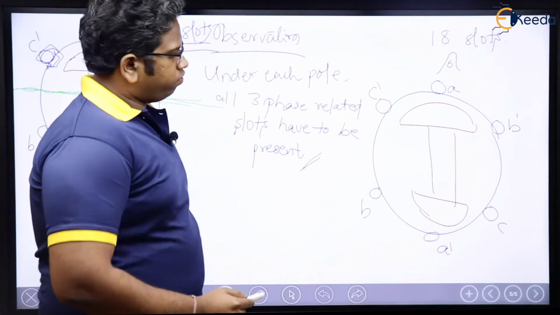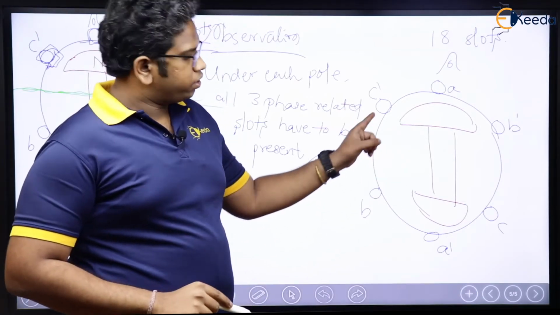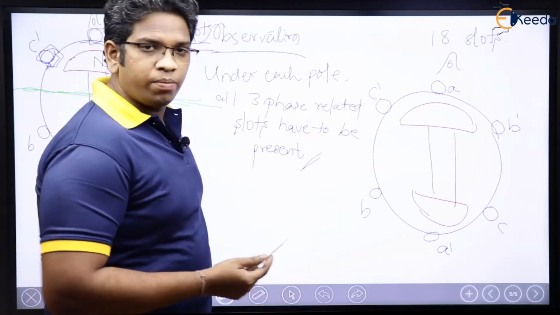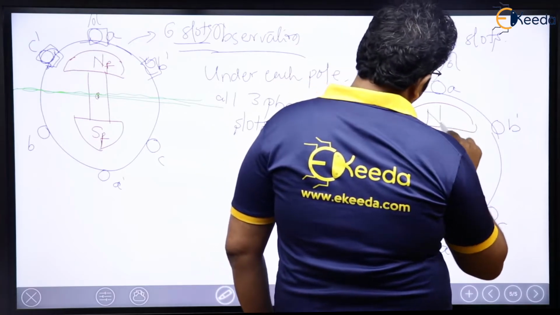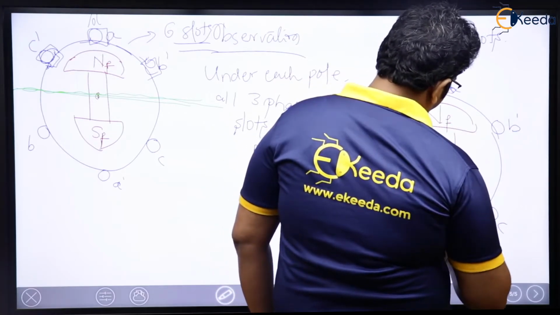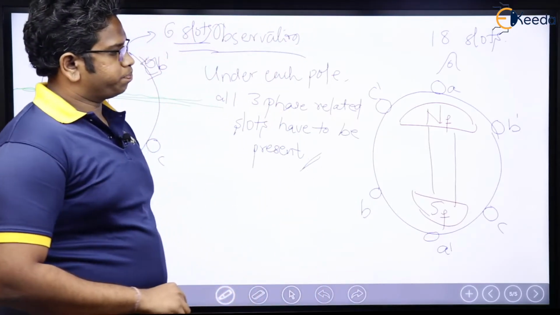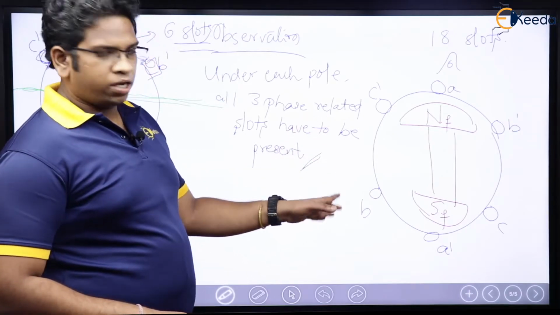Now yes, whether this particular rotor is salient or any rotor, it does not matter to me. Why? Because my focus is on the armature. Anyways, let me consider this as NF and SF, let us say. Now, see here. If you think of this A, B dash, C dash and all, right?